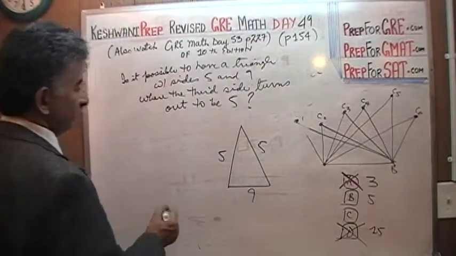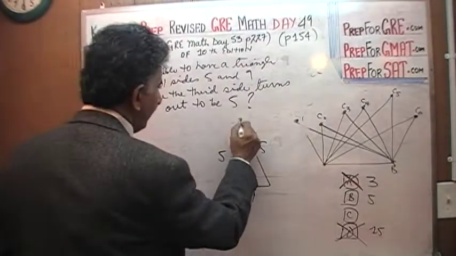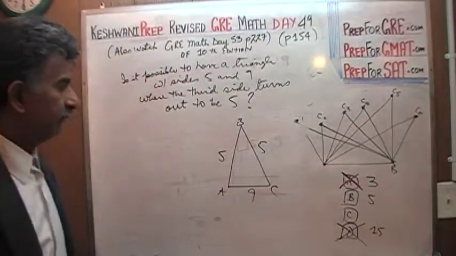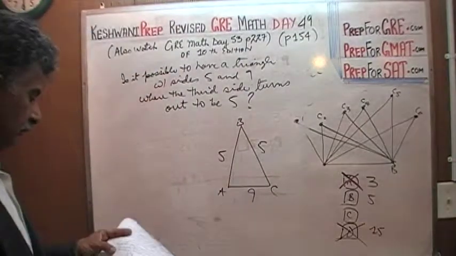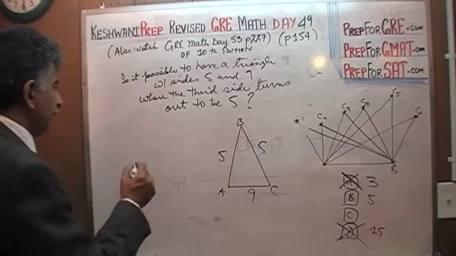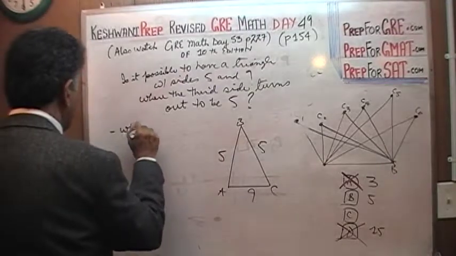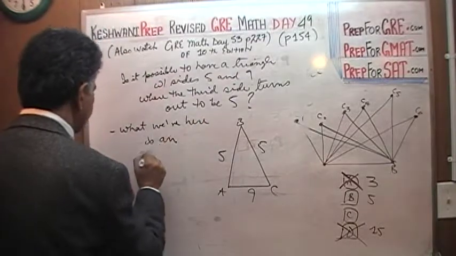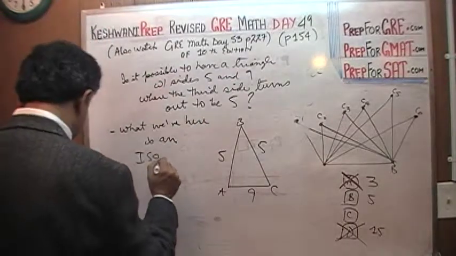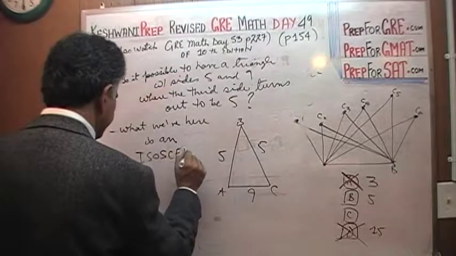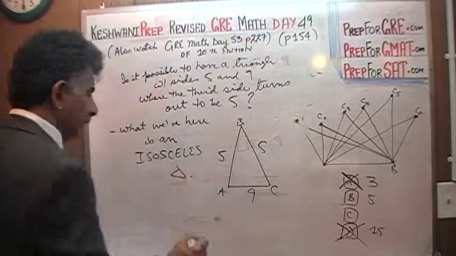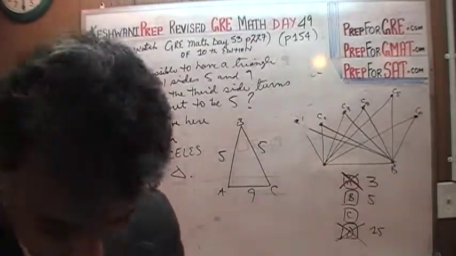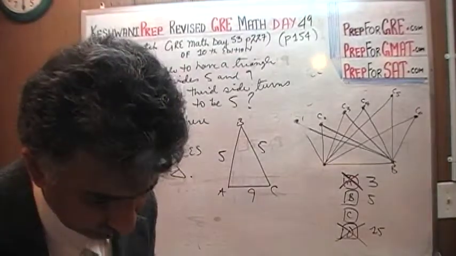So it is possible. A to B may be 5, B to C might be 5, and A to C might be 9. What we have here is an isosceles triangle, which of course is possible, why not? Let's ask the next question.